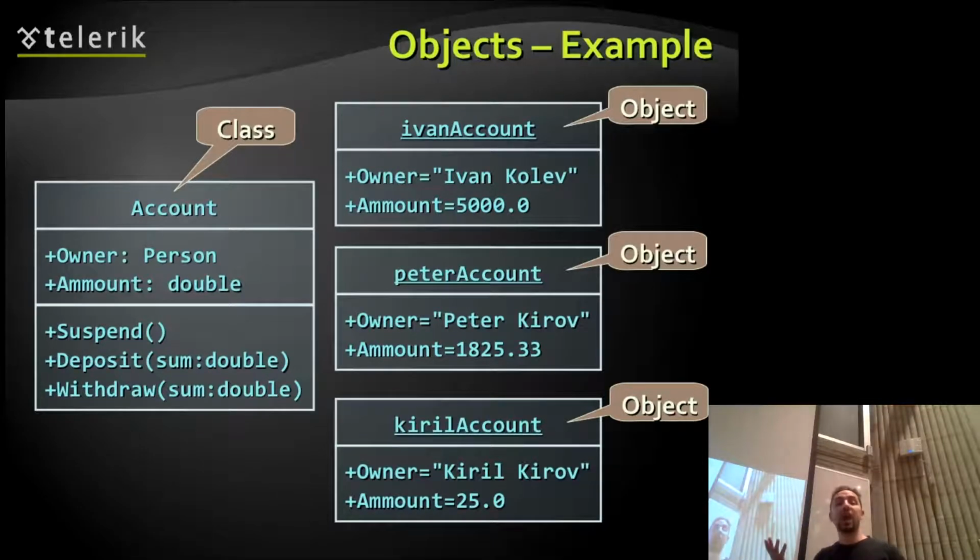So, Ivan's account. His owner is Ivan, and he's got about $5,000. Peter has got 18, 25, and 33 cents.